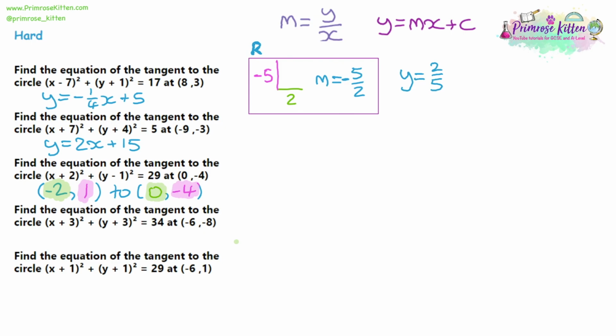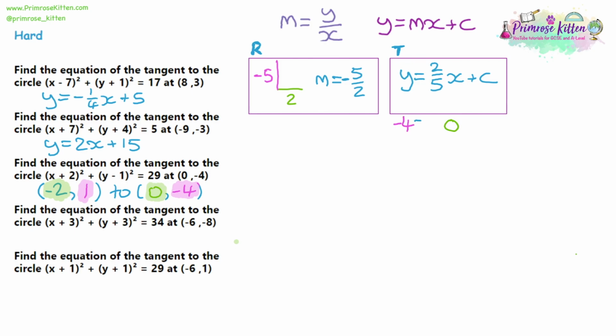So y equals 2/5 x plus c. And again, keep on top of your labeling because these two things have different gradients. The radius had a gradient of -5/2, and the tangent has a gradient of +2/5. We haven't finished. We need to find out what c is. So we're substituting our values for 0 and -4 into that equation. Because 0, -4 is where the tangent touches the circle, so we know that those two numbers are associated with the tangent. So the x value is 0, the y value is -4.